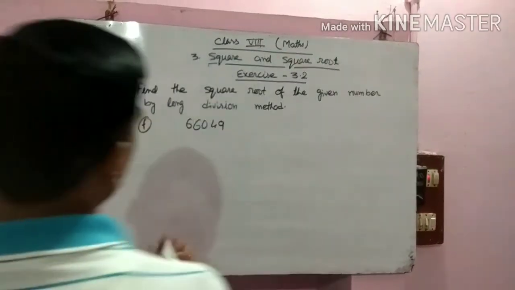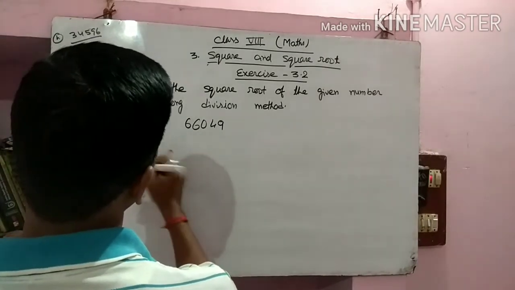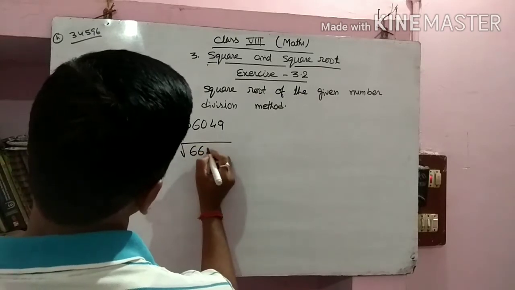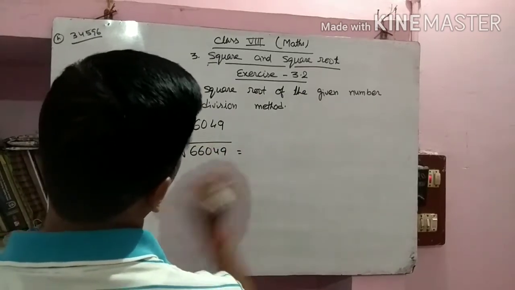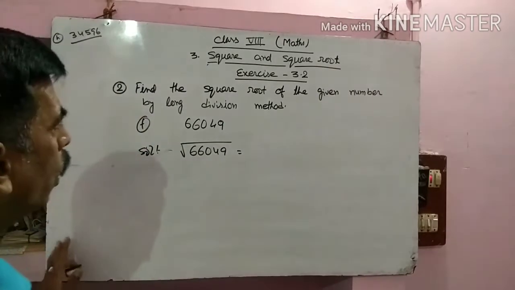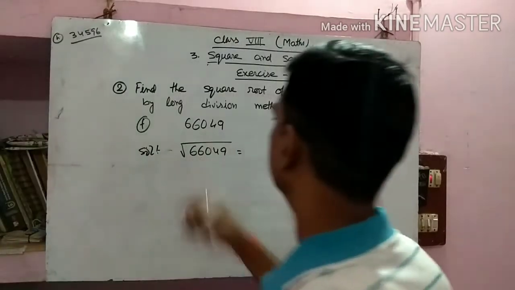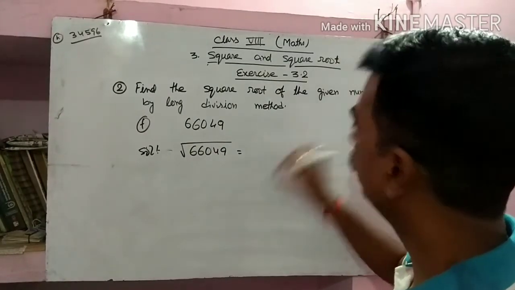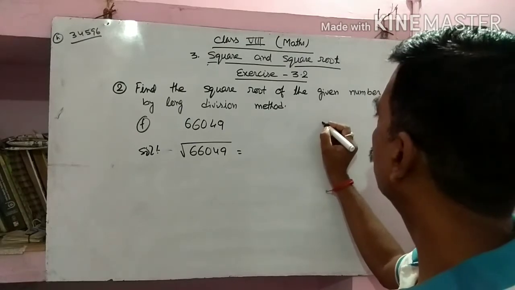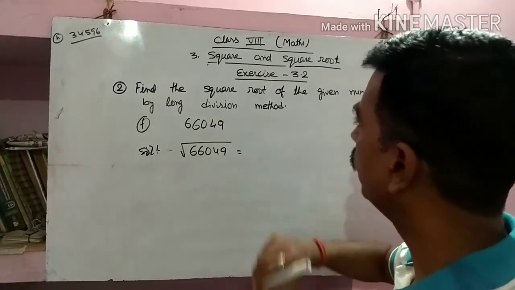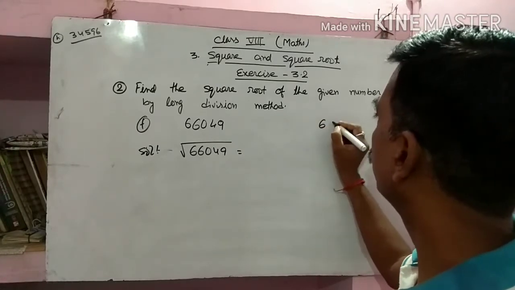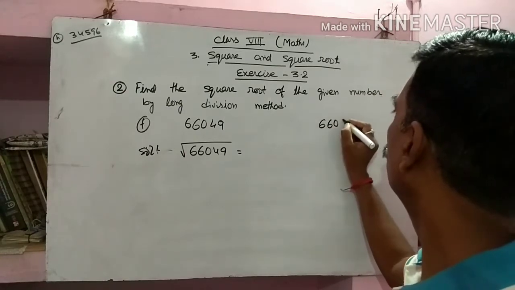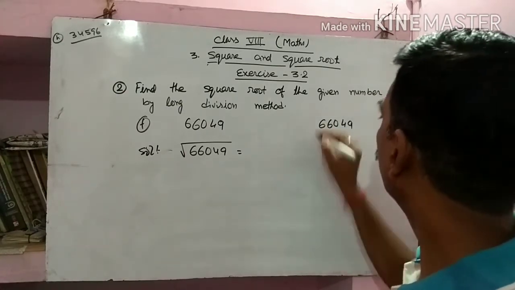Actually, we have to find the square root of 66049 by applying the long division method. So the number is like this. As we discussed previously, this is how to find the square root of any perfect square by the long division method. The number given is 66049.